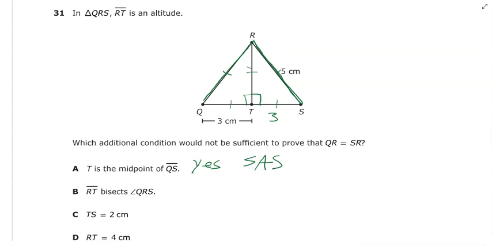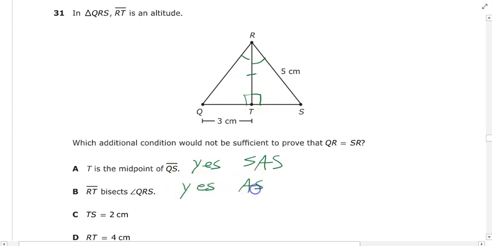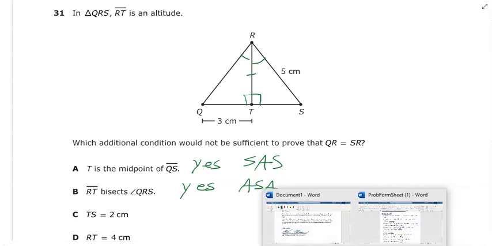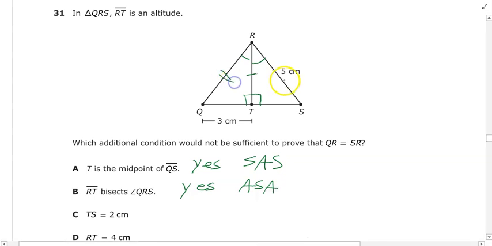All right, what about RT bisects angle QRS? So let's erase that piece that I just added on there. And say, what if RT bisects angle QRS? What if these angles were congruent? Well, then I would have an angle, a shared side, and then an angle. That would work by angle, side, angle, proving the two triangles are congruent. And then these last two pieces would have to be congruent by CPCTC.